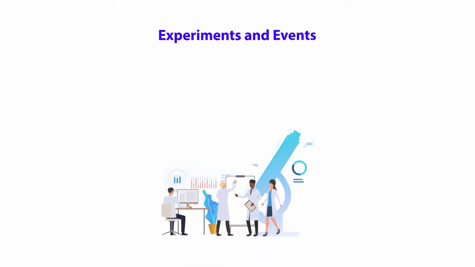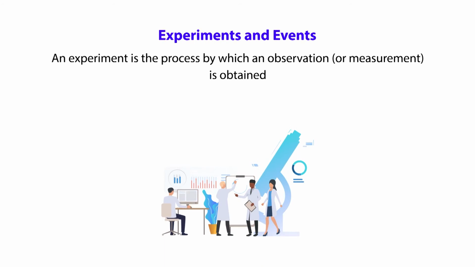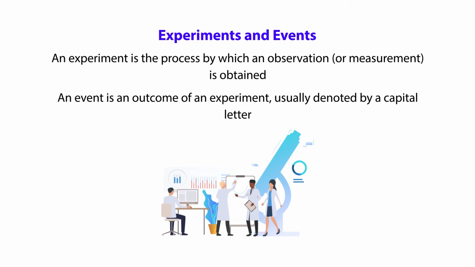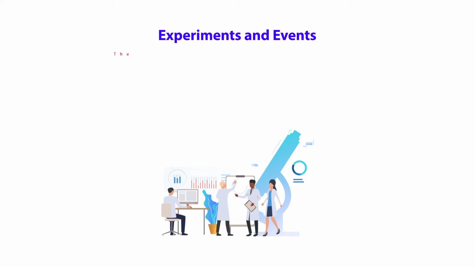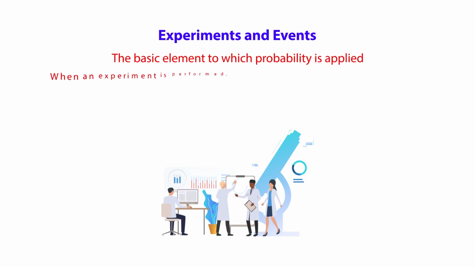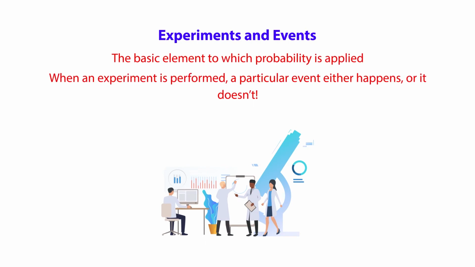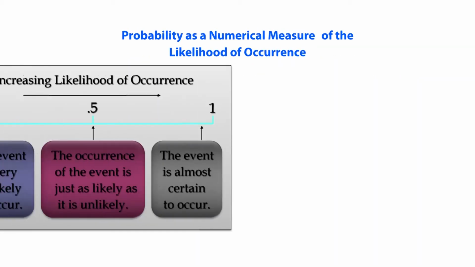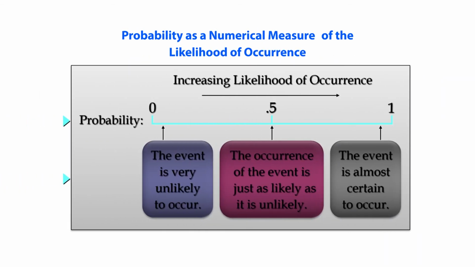There are certain terms which are going to be used: experiments and events. An experiment is the process by which an observation or measurement is obtained. An event is an outcome of an experiment, usually denoted by a capital letter. The basic element to which probability is applied: when an experiment is performed, a particular event either happens or it does not. So probability is a numerical measure of the likelihood of occurrence.